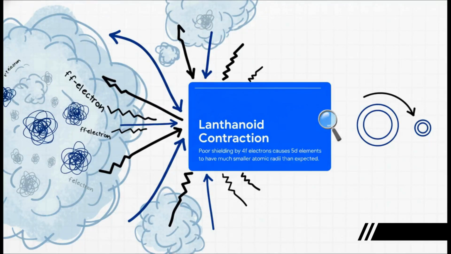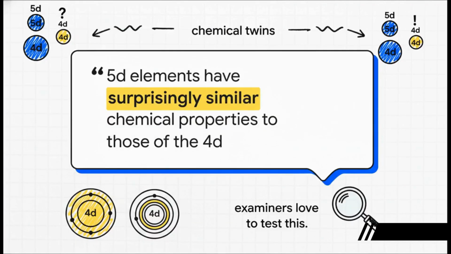So remember that flimsy curtain from the d electrons? Well, the 4f electrons, which show up just before the 5d series, are even worse. They're like a ripped, totally see-through curtain. They are awful at shielding. This means the nucleus's pull on the outer electrons suddenly gets this massive, unexpected boost. And that powerful pull just yanks the shells of the 5d elements inward, making them shrink way more than they should. And here is the killer consequence for your exam. Because of this contraction, the 5d elements end up being almost the exact same size as the 4d elements, right above them in the periodic table.